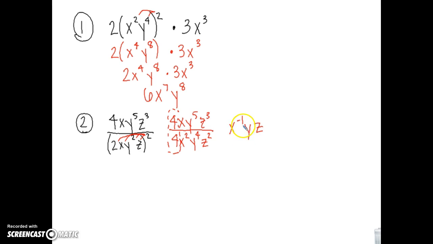Now this isn't simplified all the way because we have a negative exponent, so I'm just going to move that x to the bottom. So I'm going to end up with yz on top, and then an x to the positive 1 on the bottom, and you don't have to write your 1.